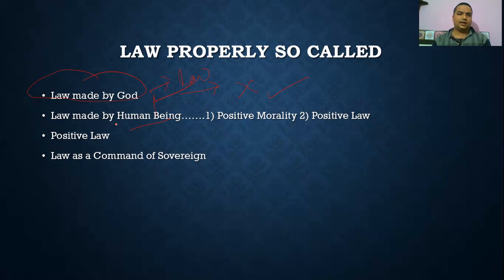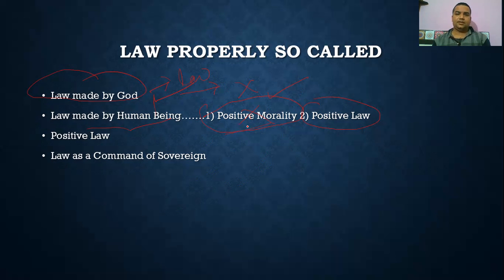The second category is law made by human being. Law made by human being is further categorized into two parts, positive law and positive morality. Positive morality is further excluded from the field of law. Why? Because morality has nothing to do with legality according to John Austin. In morality, there is a lack of sanction or punishment. We cannot award a sentence or punishment if any person willfully disobeys a particular activity which is based upon morality.